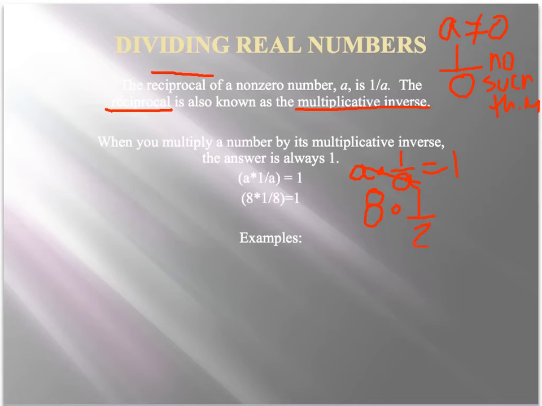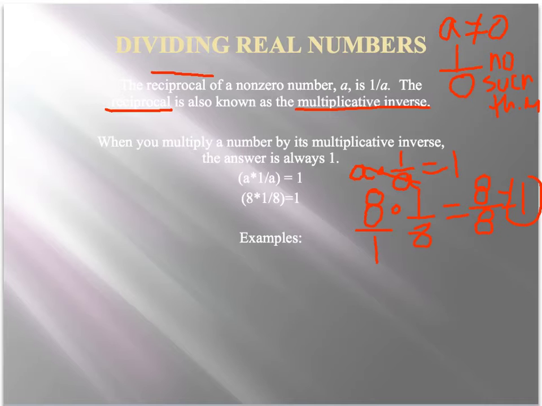8 times 1 over 8. Well, multiplying a whole number by a fraction, we make the whole number a fraction, and then we multiply straight across. 8 times 1 is 8. 8 over 8 is 1, because any number divided by itself is always 1. So let's check out some examples.